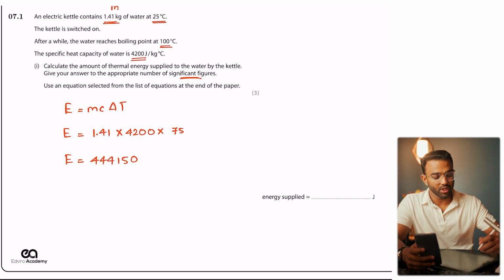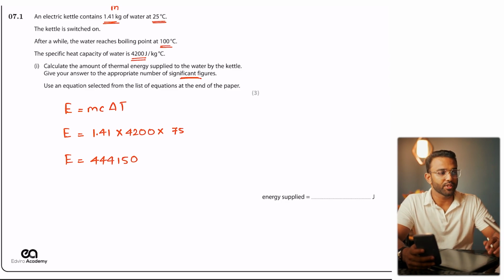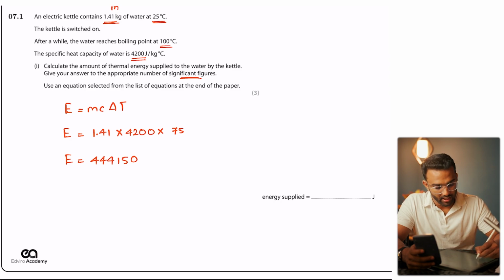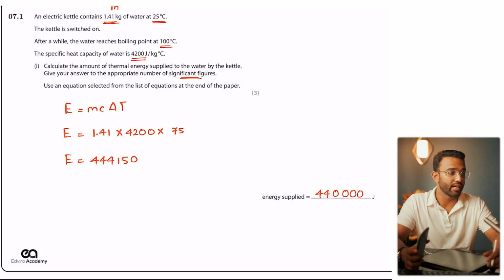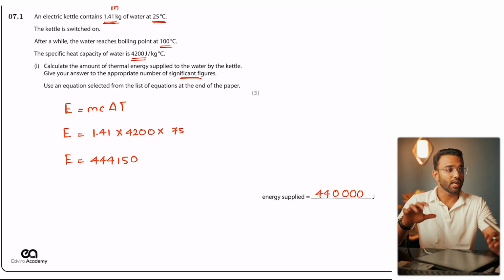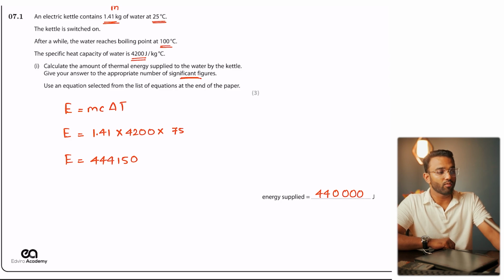444,150. And of course, energy supplied, you could round it to two significant figures. So that would be 44, and we will replace with 3 zeros in here. And there we go. That's how you do that. Guys, just to make sure, even if you write down 3 significant figures, you will still get the same marks. Not a problem with that.